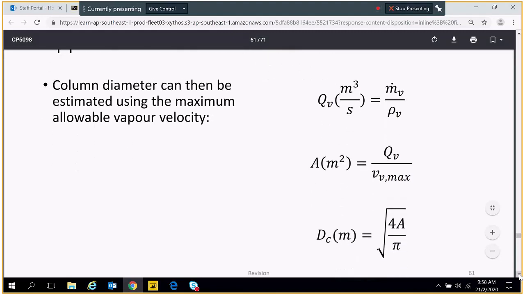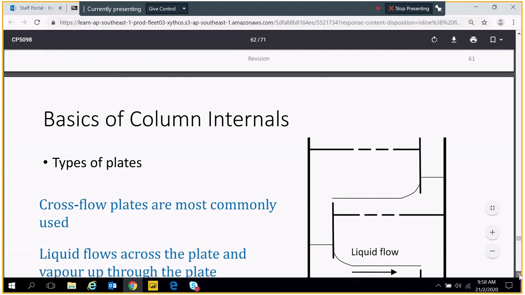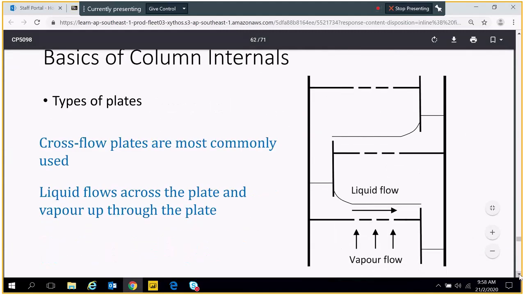Now this one is the same as the one for the flash drum. You've done it before in the class. This is a cross flow plate. You can see here, this one. Cross flow because vapor is going up and liquid is here, at right angle.